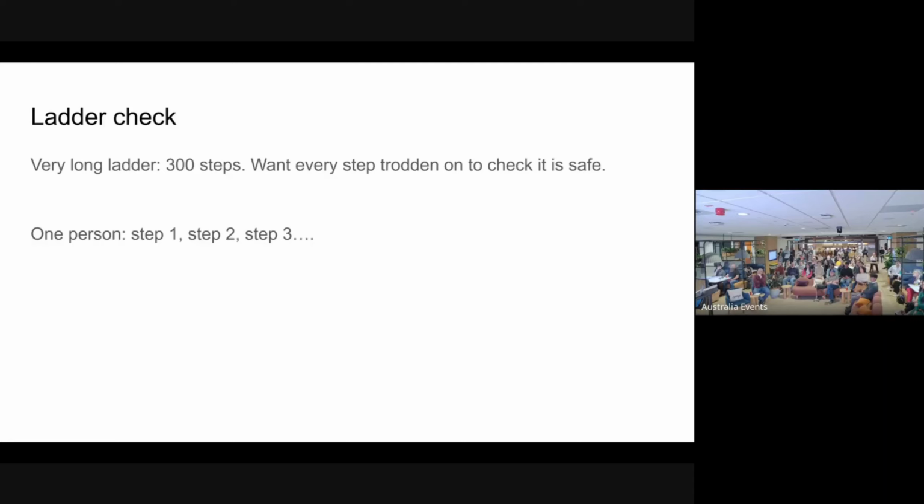To give an example of what I mean, let's say I have a very long ladder, 300 steps high, and I want to check it's safe. I want to climb the ladder and stand on every step. With one person, I could just climb every step, and it would take a long time. But let's say I have 3 people: me, Matthew, and Stephen. I know 2 Matthews and 1 Stephen in the audience. So maybe this is you, but maybe it's not. For legal reasons, this might not be you. So there's me, Matthew, and Stephen.